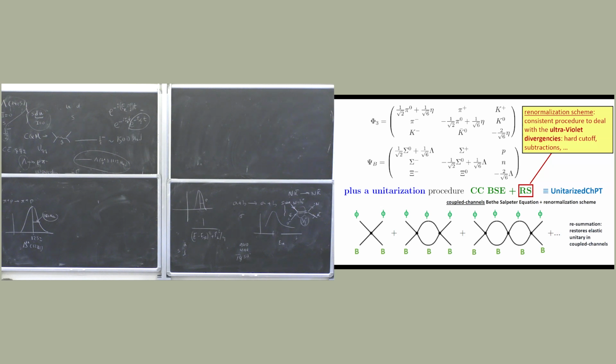Because the lambda 1405 is below threshold. The threshold here for this reaction is 130, and the energy and the mass of the lambda 1405 is somehow here. Okay?